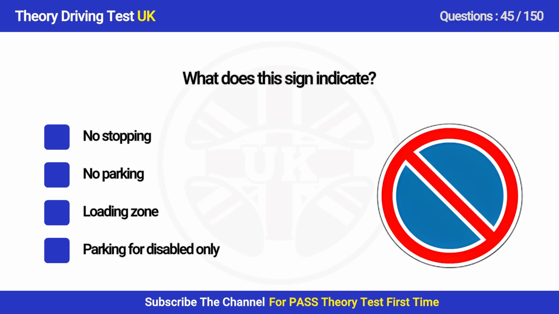Question 45. What does this sign indicate? A. No stopping. B. No parking. C. Loading zone. D. Parking for disabled only.